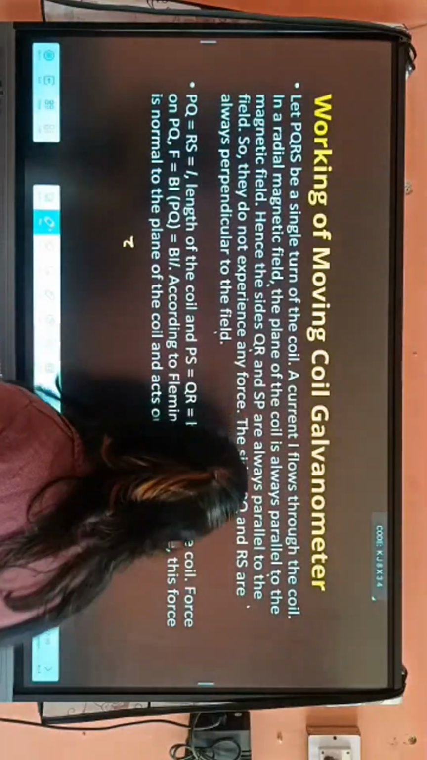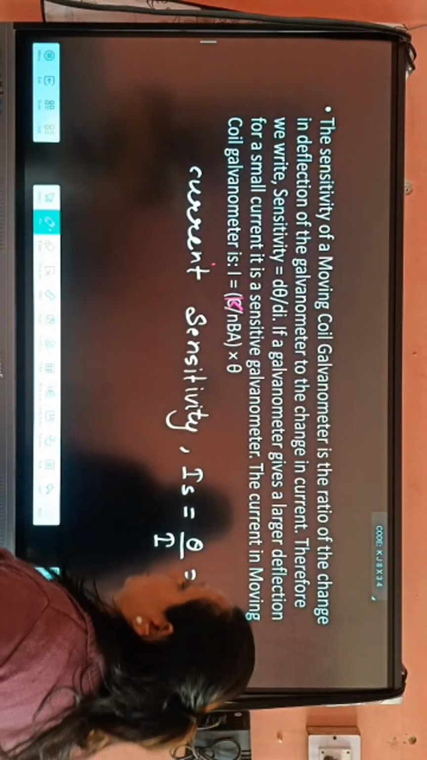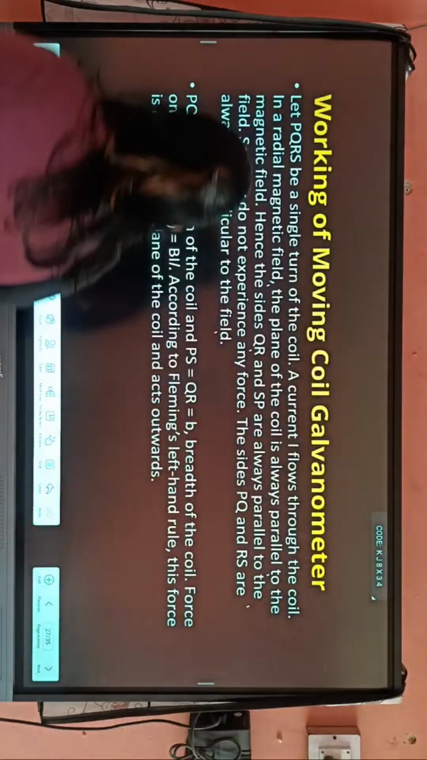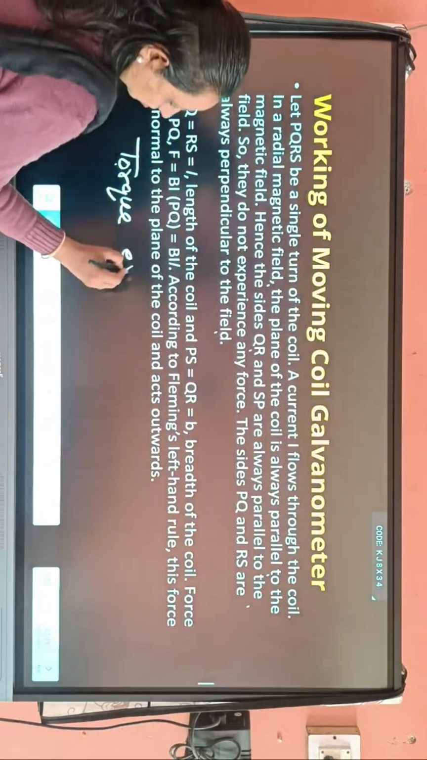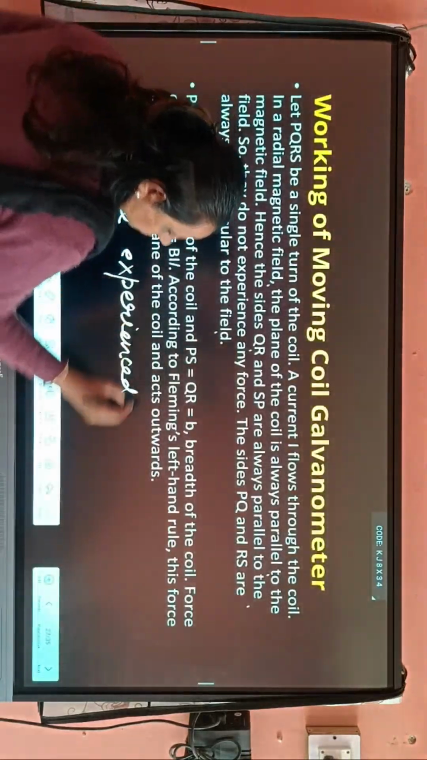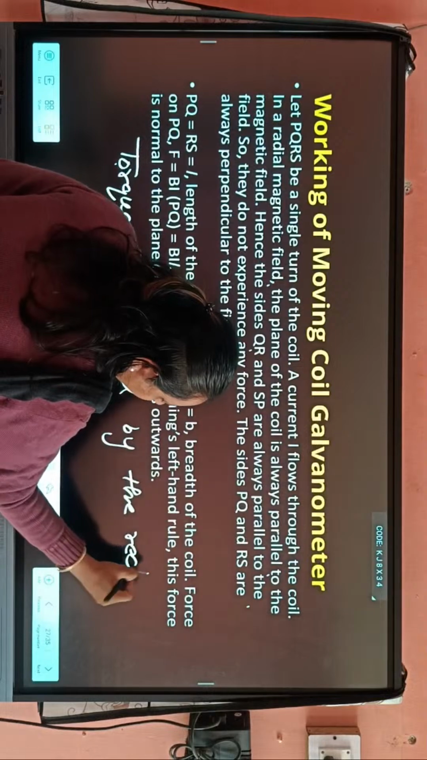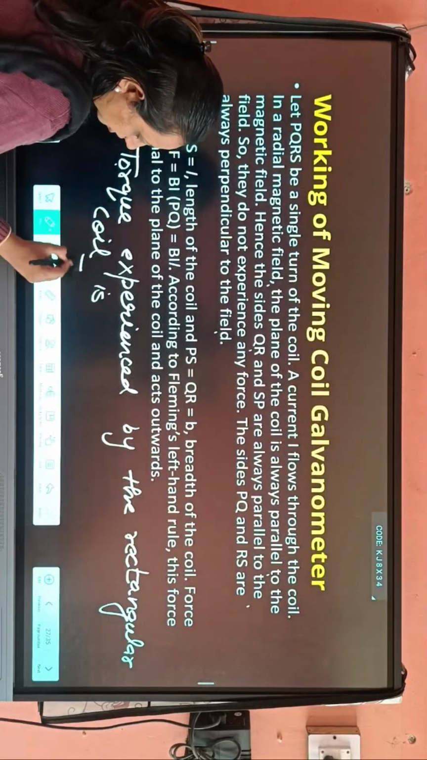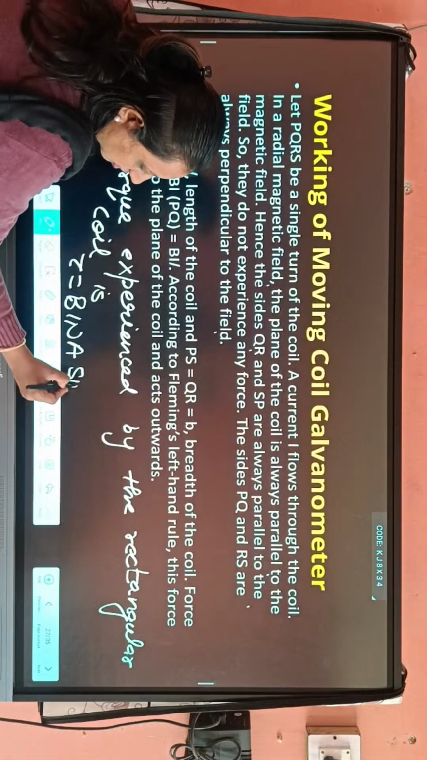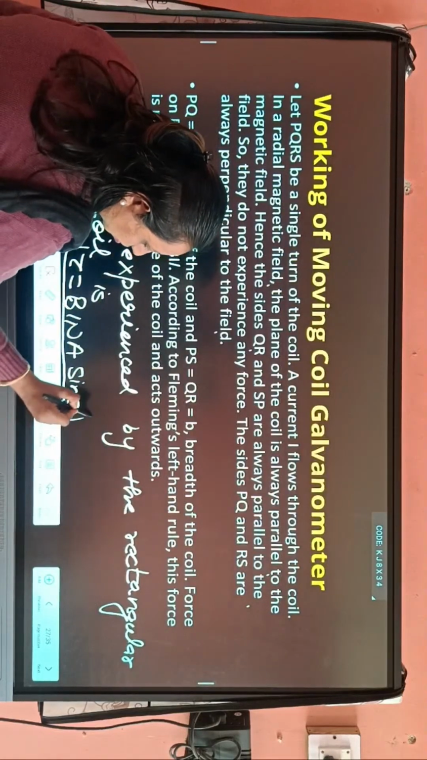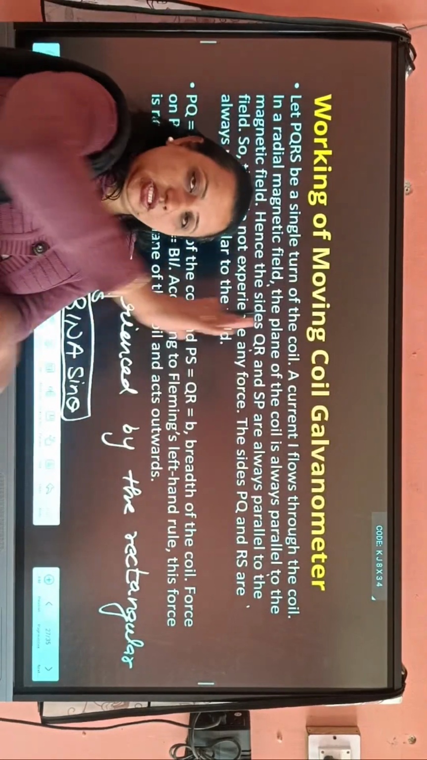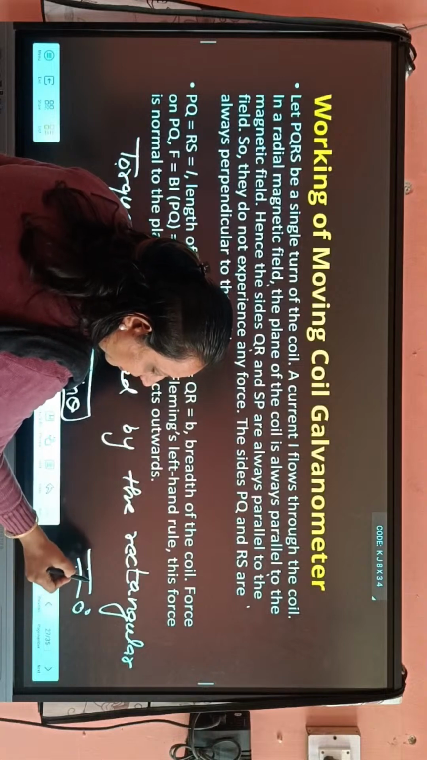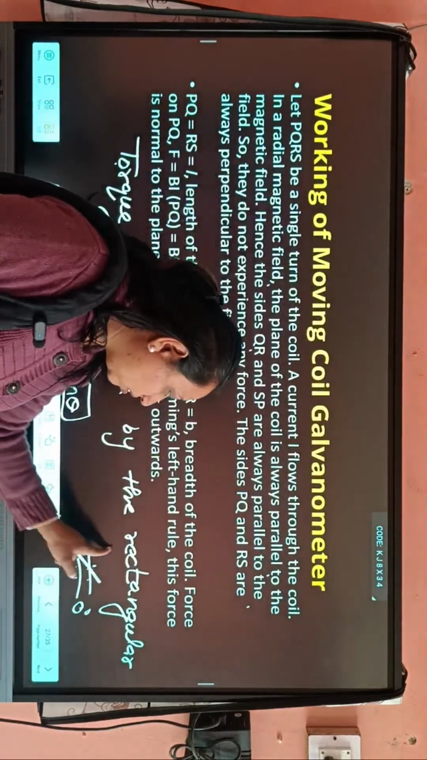So the torque experienced by the rectangular coil is tau, क्या था torque, it's बिना sin थीटा. ठीक है, क्योंकि 0 डिग्री होगा तो टॉर्क इज इक्वल टू 0. ठीक है, जो कंडक्टर जो है वो सेम मैग्नेटिक फील्ड के अगर अलाइन है, they have 0 degree angle between them, पैरेलल या एंटी पैरेलल है. इन दिस केस नो टॉर्क एक्सपीरियंस.